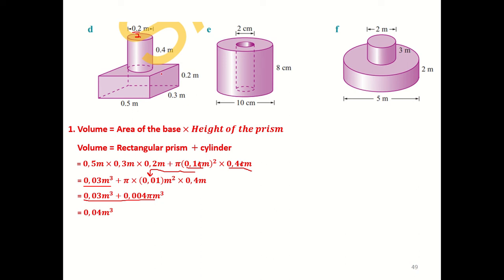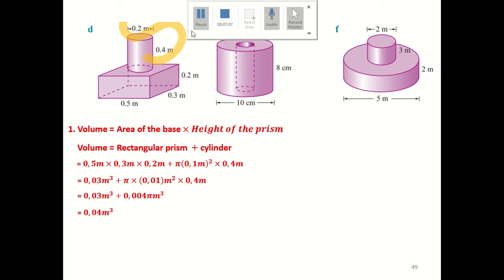Let me just correct that quickly. Alright, I just wanted to correct these centimeters here. Now everything is correct. Please note, when you take 0.03 plus 0.004 pi, it'll simply give you 0.04 cubic meters, and that is the final calculation.